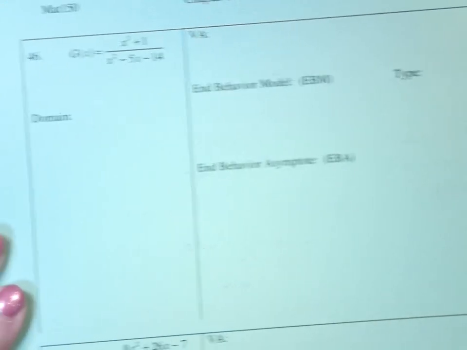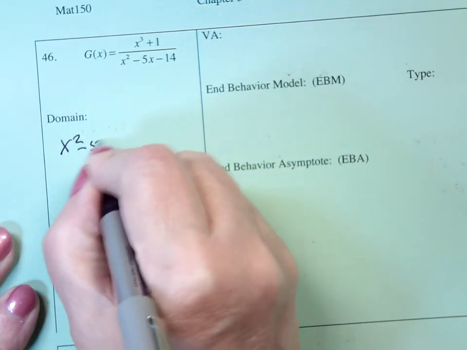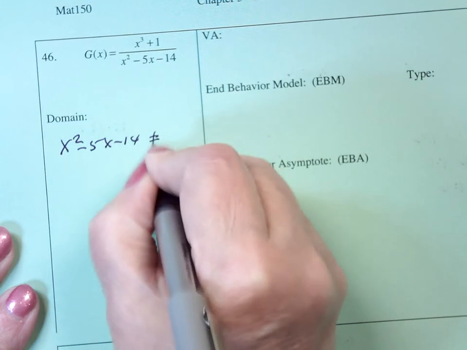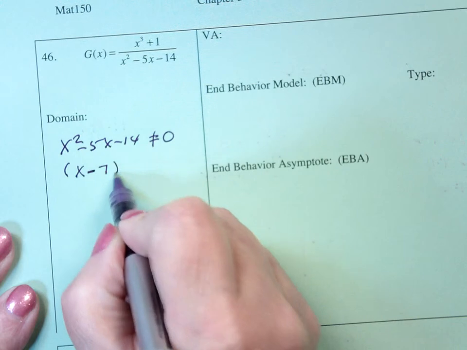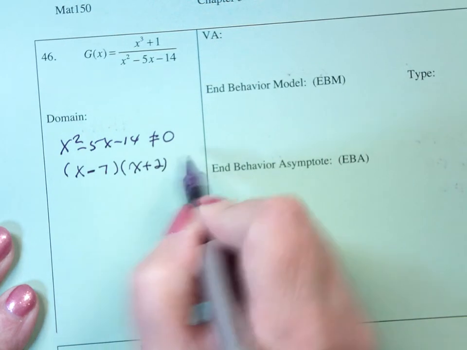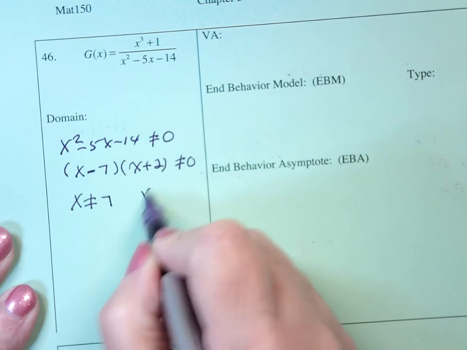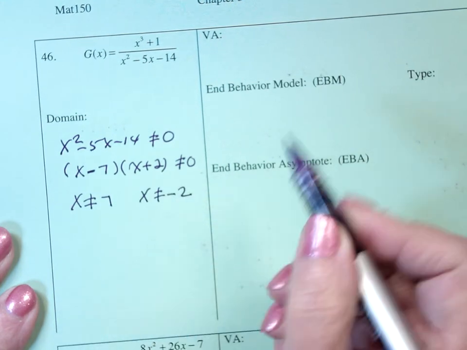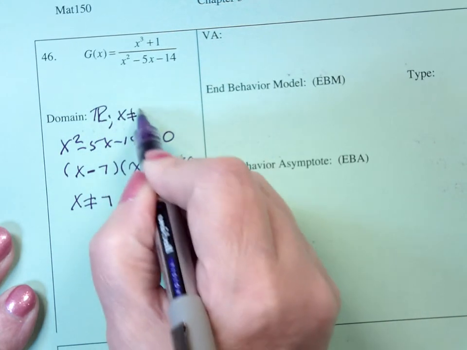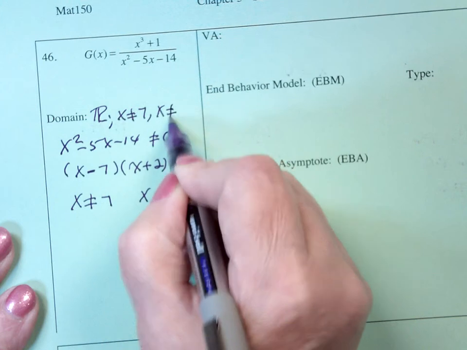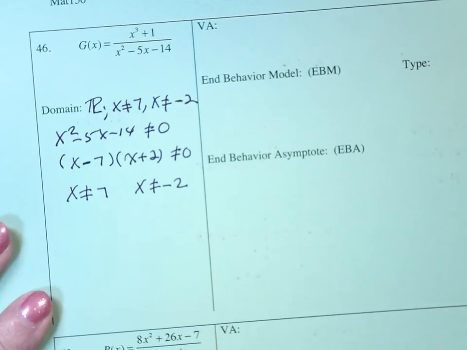Okay, domain. Denominator can't be 0. This factors into x minus 7, x plus 2, can't be 0. X can't be 7, x can't be negative 2. So it's all real numbers except for 7 and negative 2. That says I have two VAs.